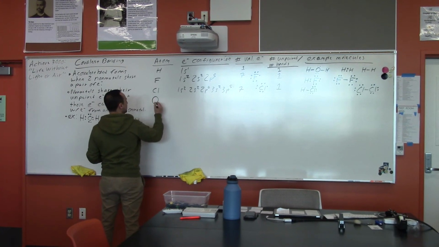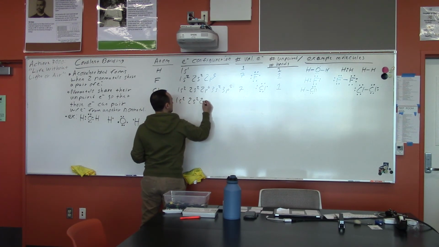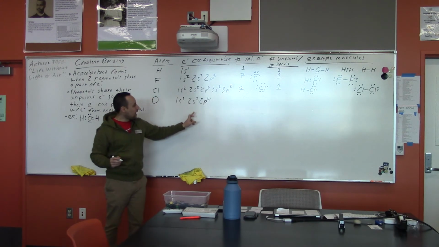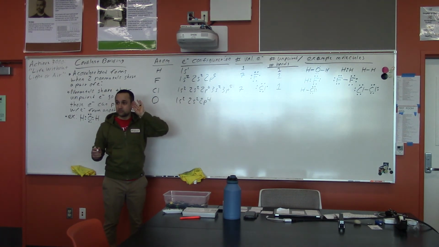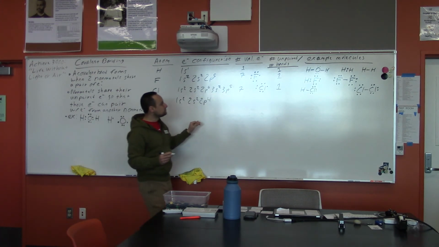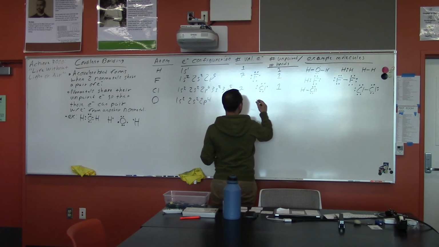So we have another diatomic gas that we're going to be able to draw. Let's figure out what's going on. Oxygen, 1s2, 2s2, 2p4. How many valence electrons, guys? 6. 2 plus 4 gives 6. Okay? So 6 valence electrons. And then let's go ahead and draw this guy out.